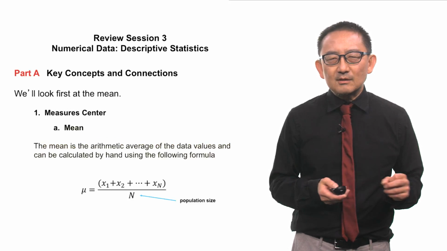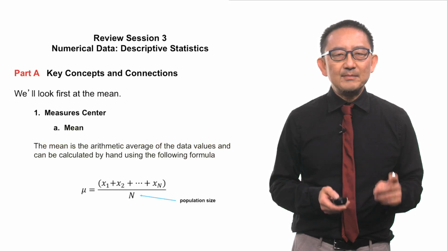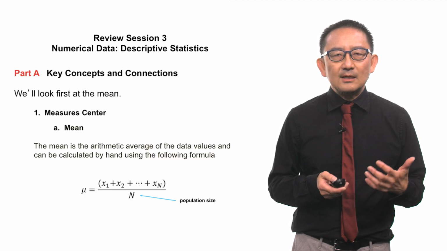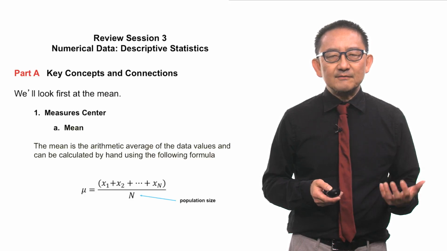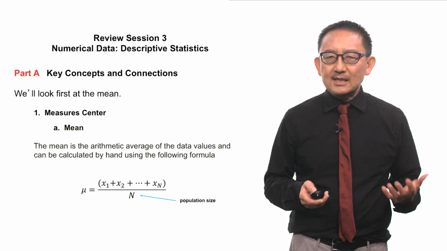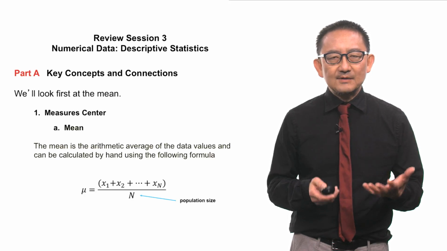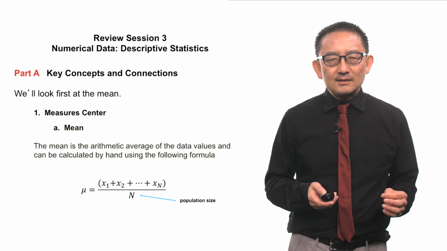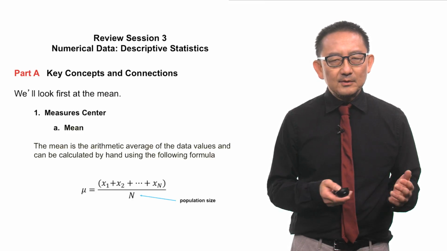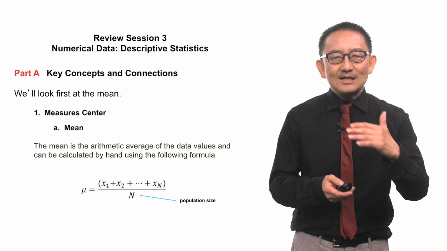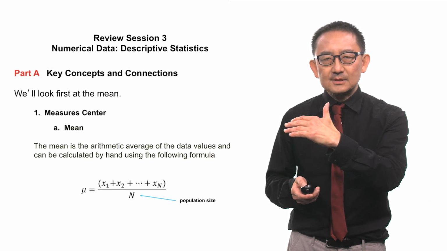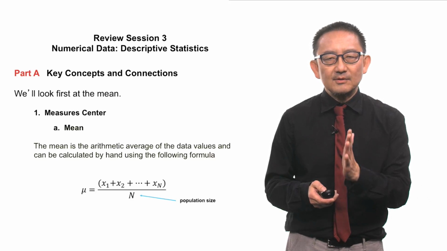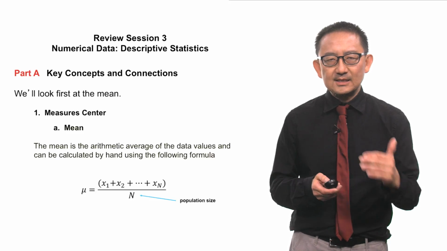So we'll begin with our first measure of center, called the mean. The mean is the arithmetic average of the data values and can be calculated by hand using the following formula. When we're calculating the mean, this is something that's quite familiar to most people. You simply add up the individual data values and divide by the number of data values that we have, which is the n.